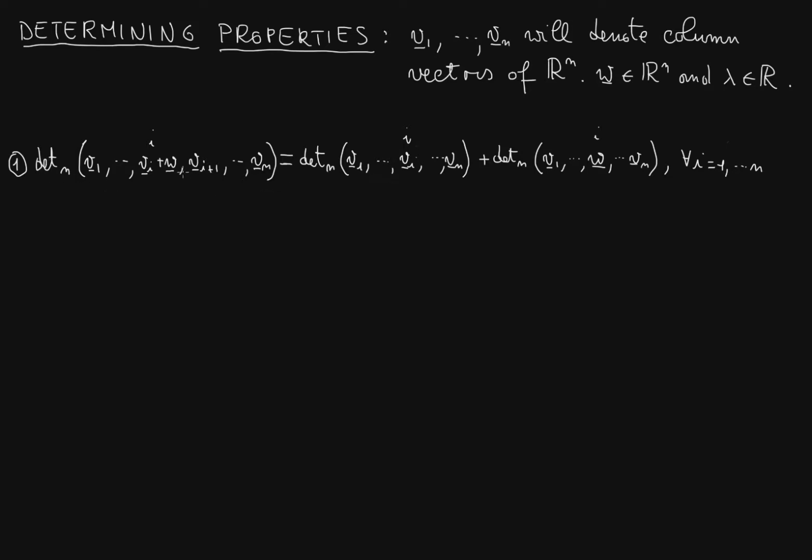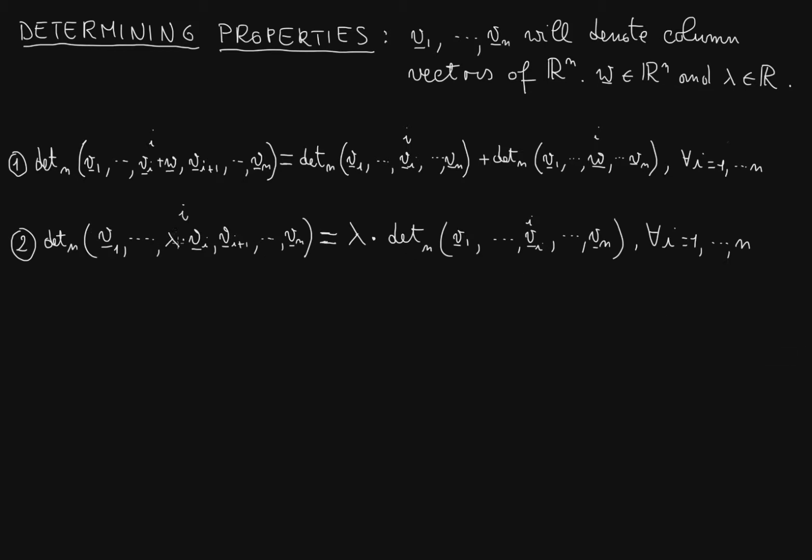It is like splitting this sum into two summands of determinants. The first one involving Vi and the second one involving W in the ith position. And this, of course, must hold for every i. I just picked one and I called it i, but this property has to hold for every argument of the determinant. So there are n of them here.